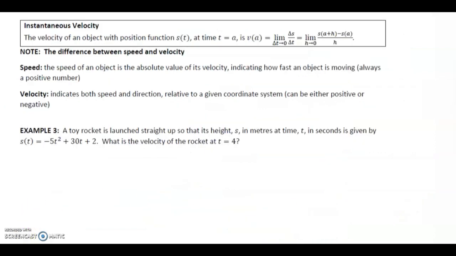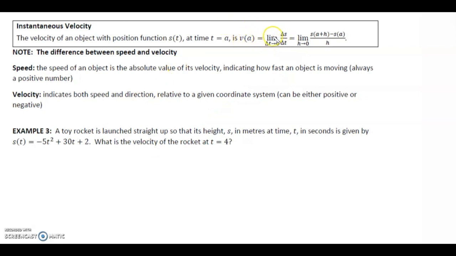Okay, instantaneous velocity. The velocity of an object with position function s at time t equals a is v at a equals the limit as the change in t approaches 0 of the change in the displacement over the change in time, equals the limit as h approaches 0 of s at a plus h minus s at a, all over h. Okay, so we've seen this before. Now the only thing different is that we're replacing the f at a with an s at a, right?